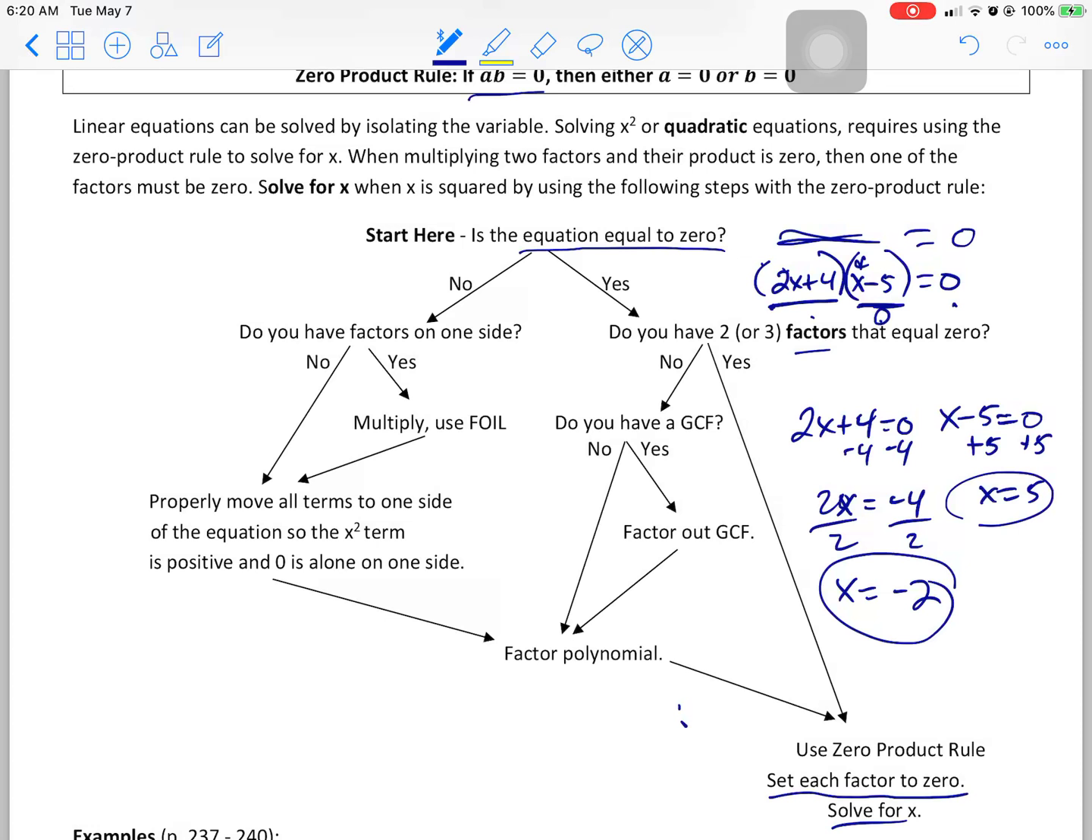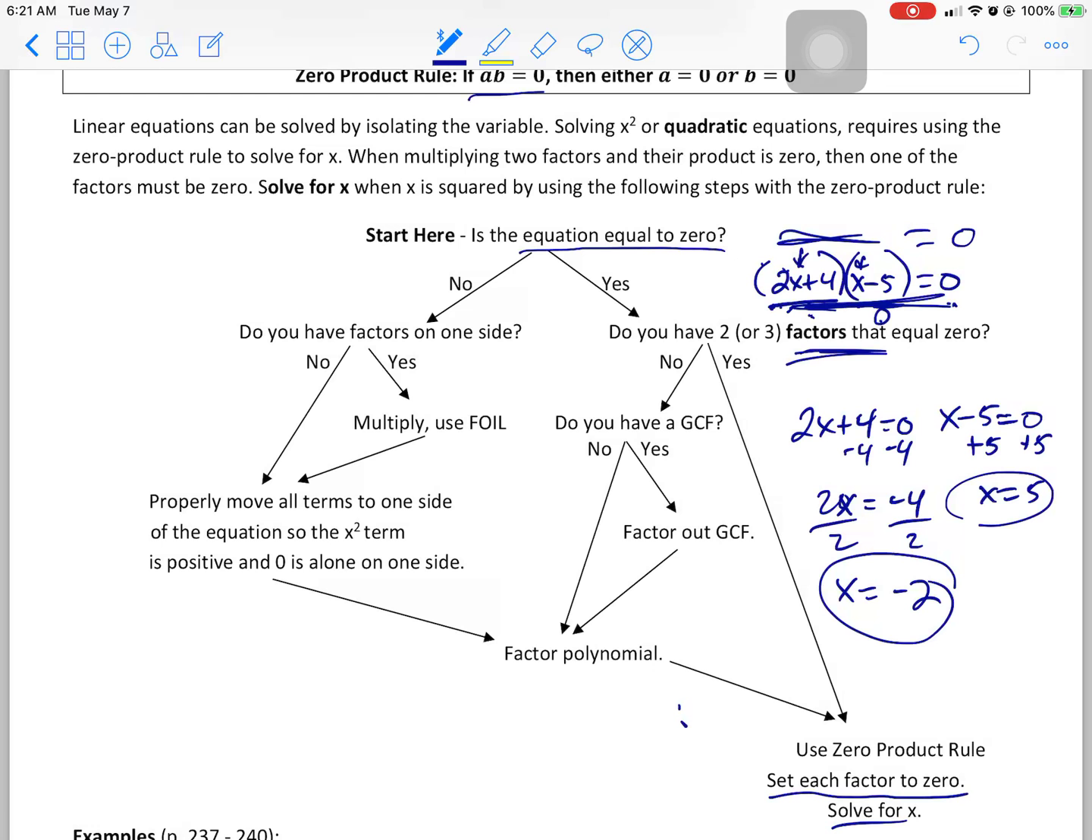If you put a negative 2 in for this x, you'll get 2 times the negative 2 is a negative 4, plus 4 is 0. 0 times whatever this would be is 0. So that's how the factor rule works, okay? And this is an example of one that has factors that are equal to 0.